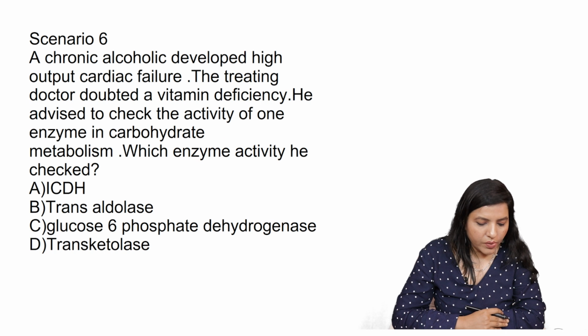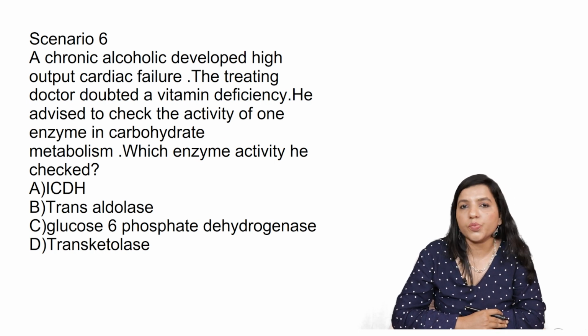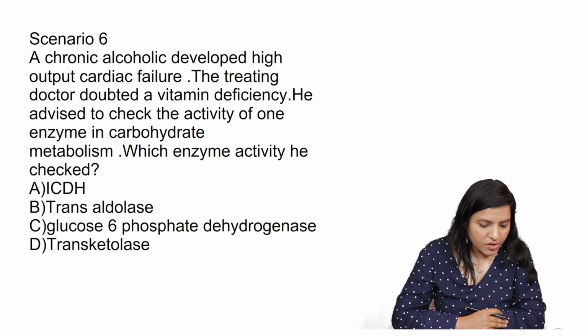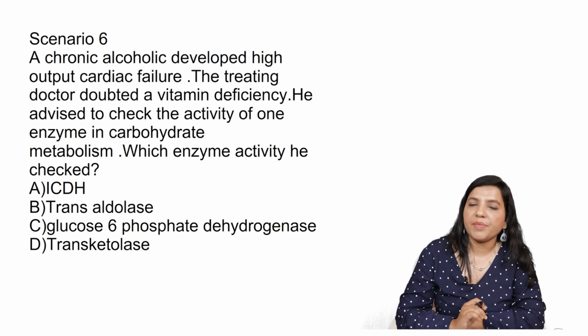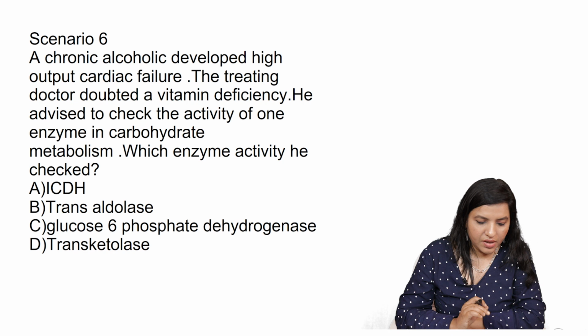Another question: a chronic alcoholic developed a high output cardiac failure. The treating doctor suspected a vitamin deficiency. He advised to check the activity of one of the enzymes in the carbohydrate metabolism. Which enzyme activity is the one that he advised to check?